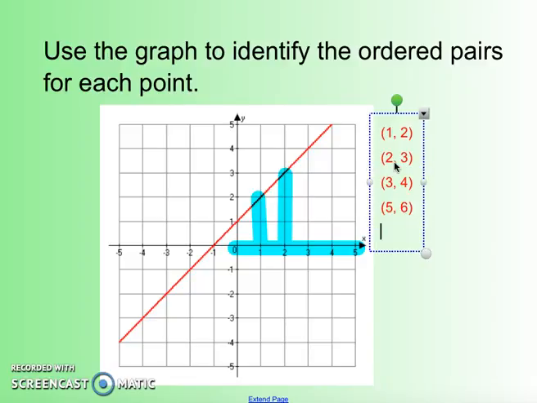I can choose any. I can even put in some negatives. If I plugged in -2, look where it hits. It hits at -1. And so that would be my answer, is -1. So if I plugged in -2, I would get an answer of -1. And so that's my ordered pair, is -2, -1.